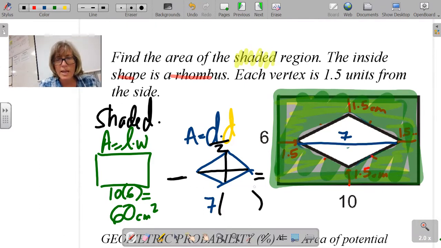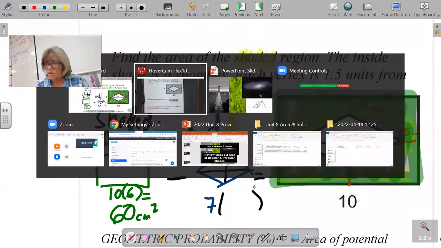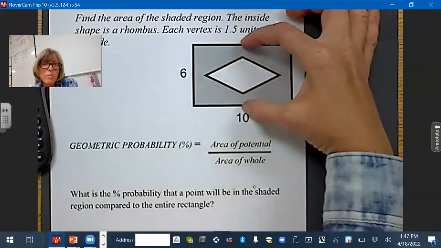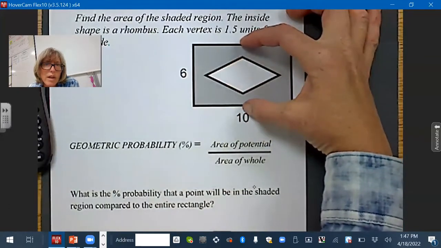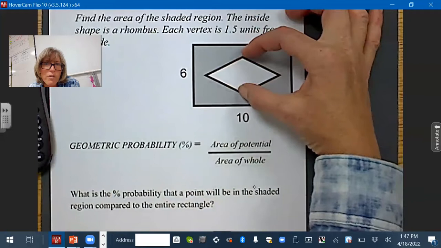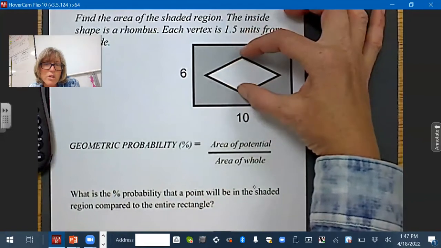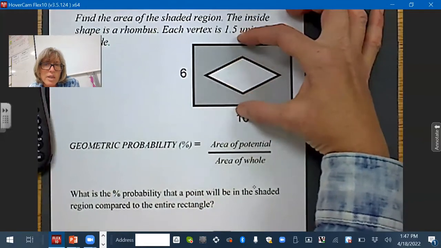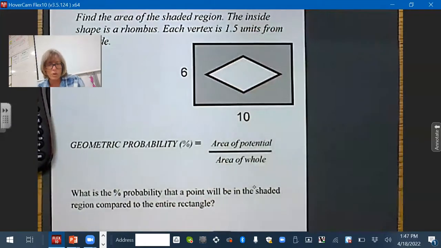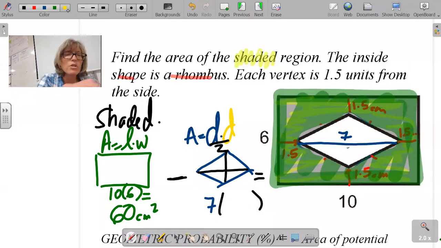Our other diagonal between my fingers is 6, and I go in 1.5, 1.5, so I'm losing 3, which means 6 minus 3 between my fingers. I get the diagonal of 6 minus 3. I get my other diagonal is 3.